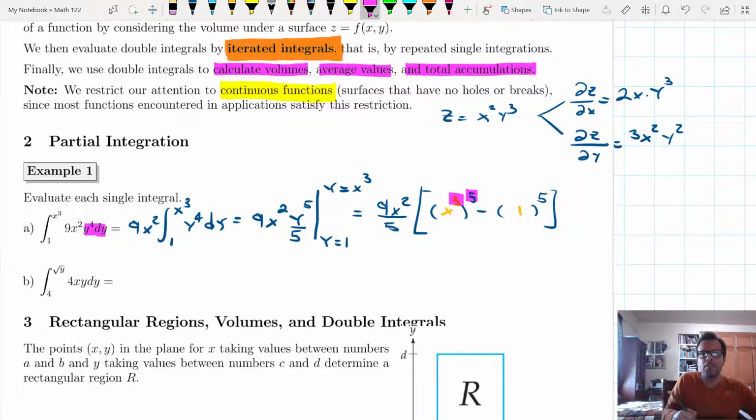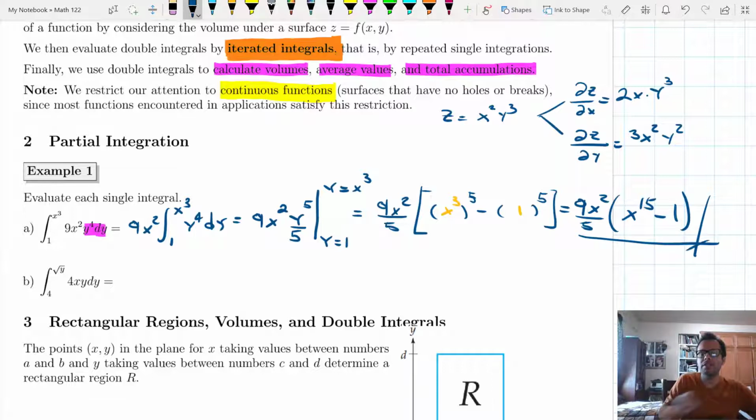The power of another power, what do we get? We multiply the powers, 3 times 5. This is going to be 15. So we're left with 9x squared divided by 5 times x to the 15 minus 1. And if you want to distribute this, you could distribute, otherwise you can leave it like this, no big deal. So that's one example of partial integration.